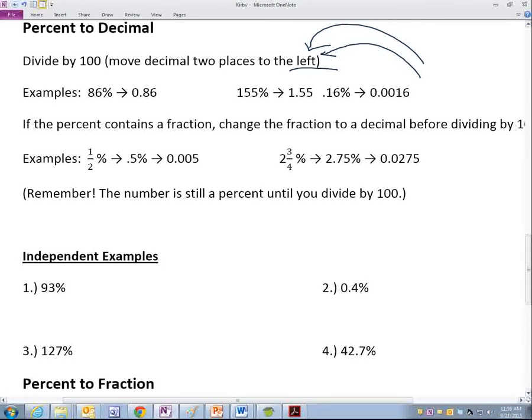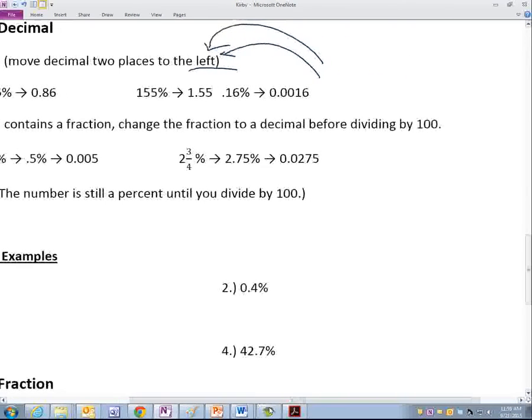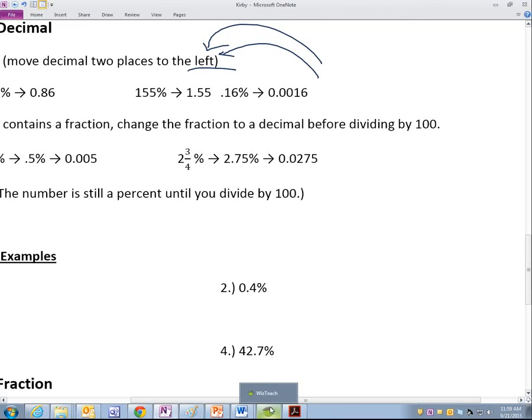Examples. 86% just becomes 0.86. 155% becomes 1.55. 16%, still 2 spots to the left.